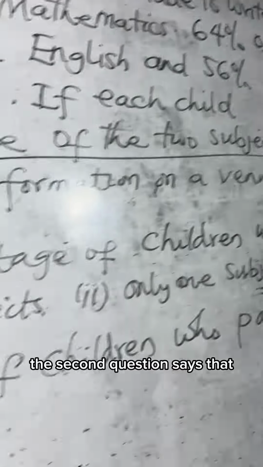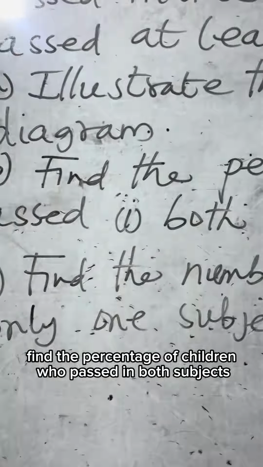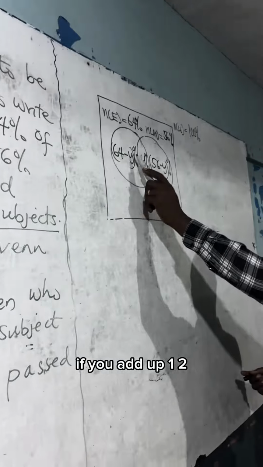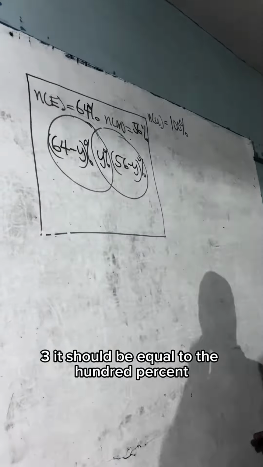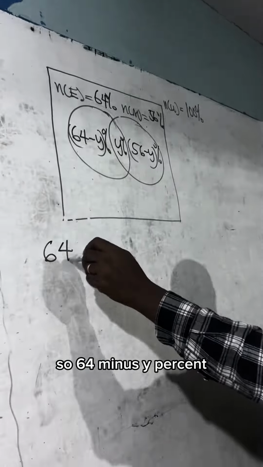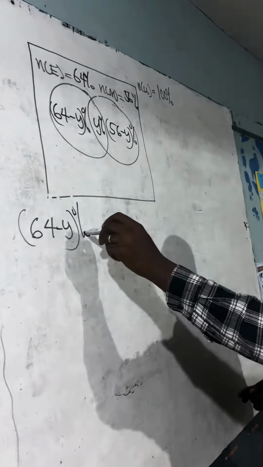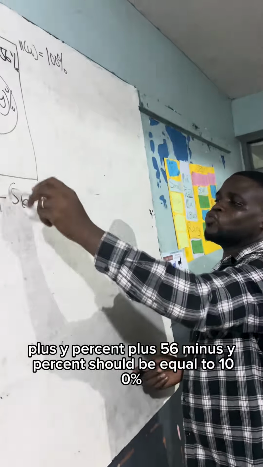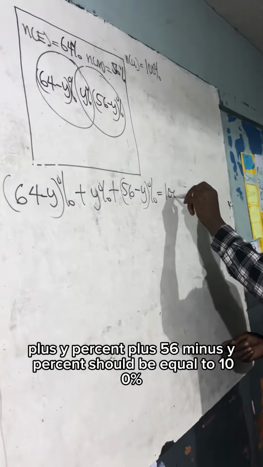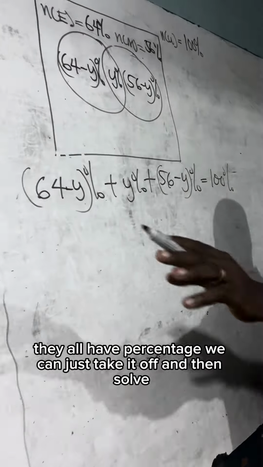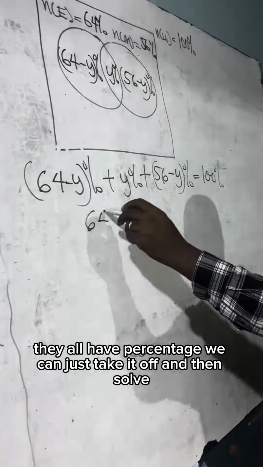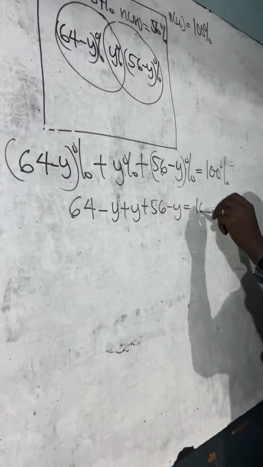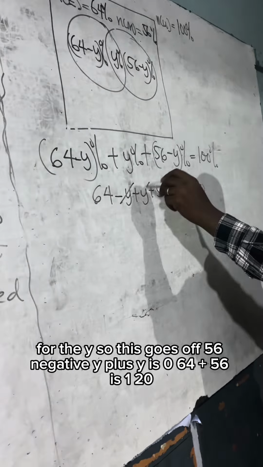The second question says find the percentage of children who passed both subjects. So if we add up the 1, 2, 3 regions, it should be equal to 100%. So 64 minus y percent plus y percent plus 56 minus y percent should be equal to 100%. They all have percentages, so we can just take them off and then solve for y.